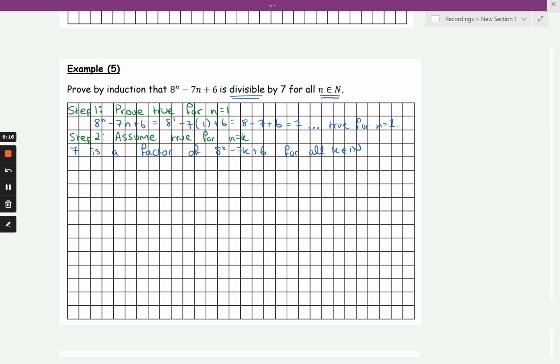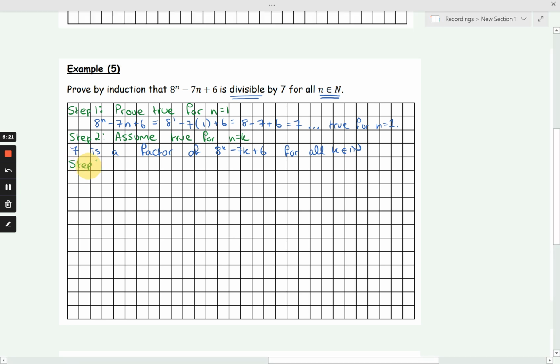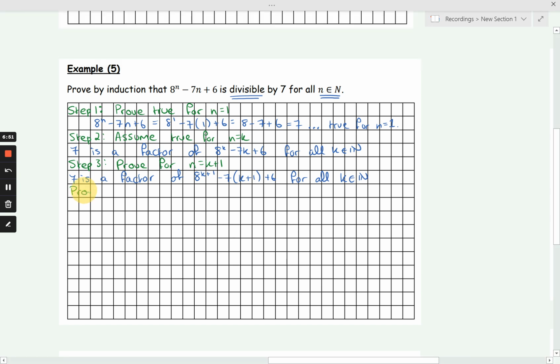So step 3 here, we need to prove true for n is equal to k plus 1. Okay? Which means we need to know what that looks like before we start trying to prove. Which means what we're trying to prove is that 7 is a factor of 8 to the power of k plus 1 minus 7 by k plus 1 plus 6 for all k is an element of N. And now we're going to look at our actual proof where we're going to again use our laws of indices.